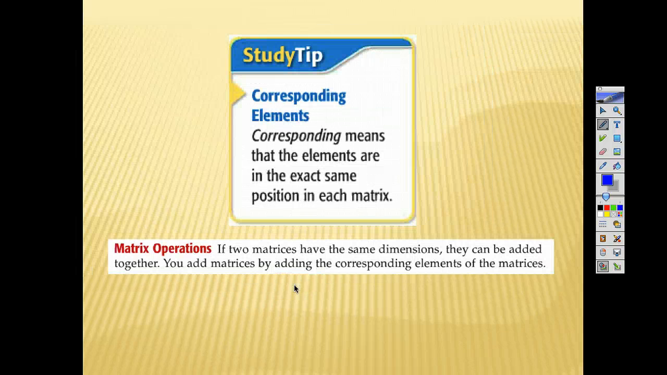All right, here's a quick study tip. Corresponding elements. Corresponding means that the elements are in the exact same position in each matrix. Matrix operations: if two matrices have the same dimensions, they can be added together. You add matrices by adding the corresponding elements of the matrices.